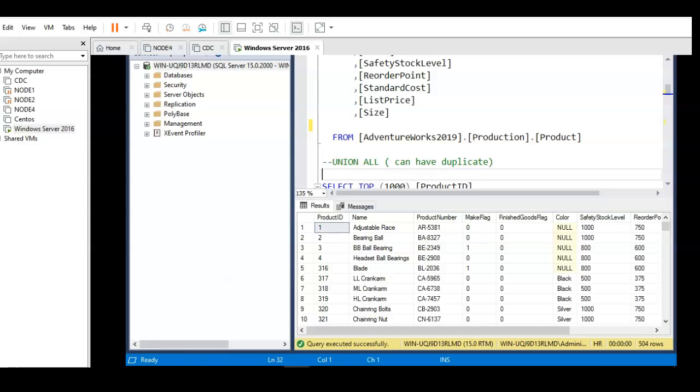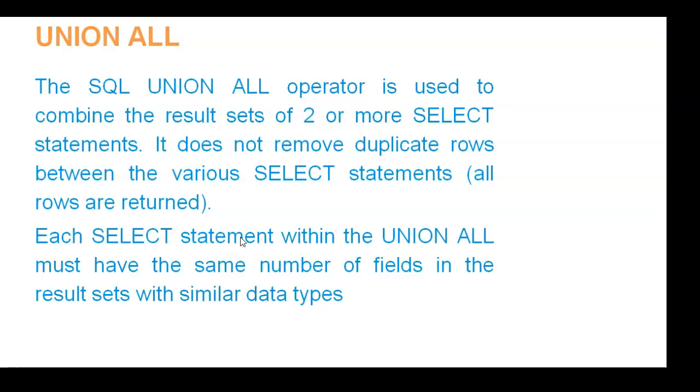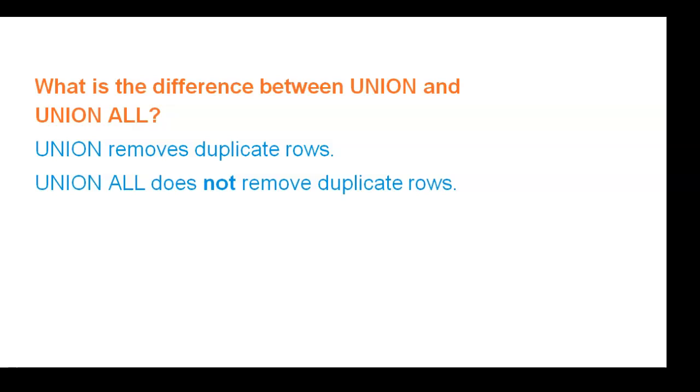Union all. Okay, what is union all? The union all operator is used to combine the result sets of two or more select statements. It doesn't remove the duplicates. Each select statement within the union all must have the same number of fields in the result sets with similar data types, similar to union. All right. What is the difference between union and union all? Union removes duplicate rows. Union all doesn't remove duplicate rows.